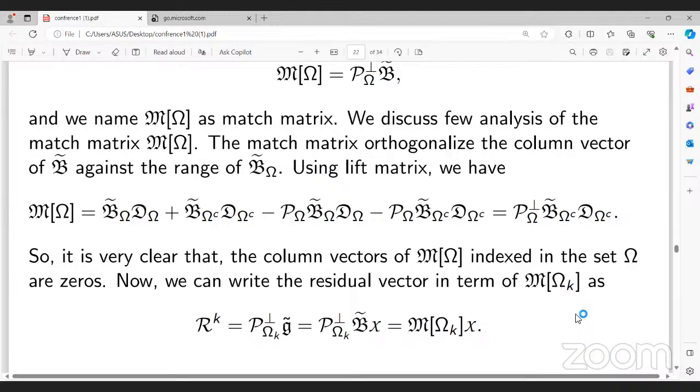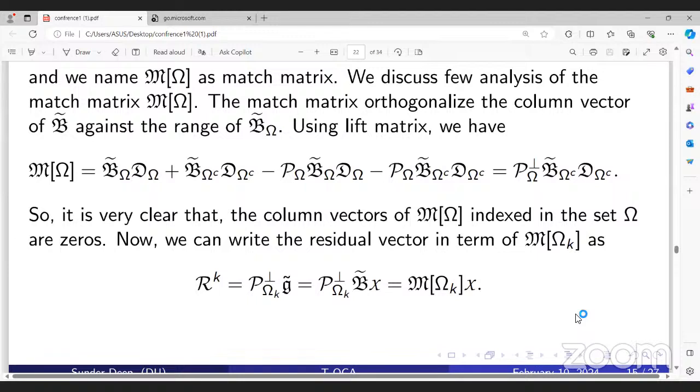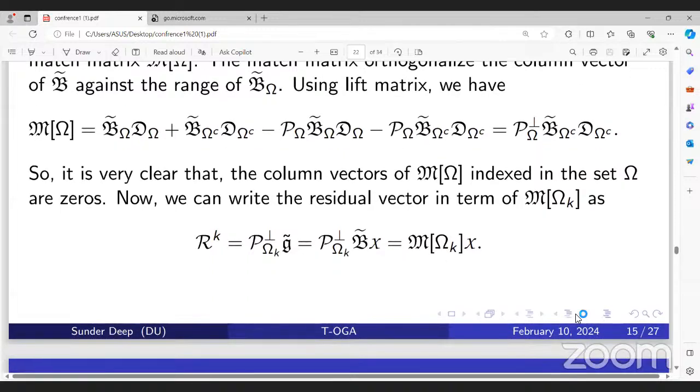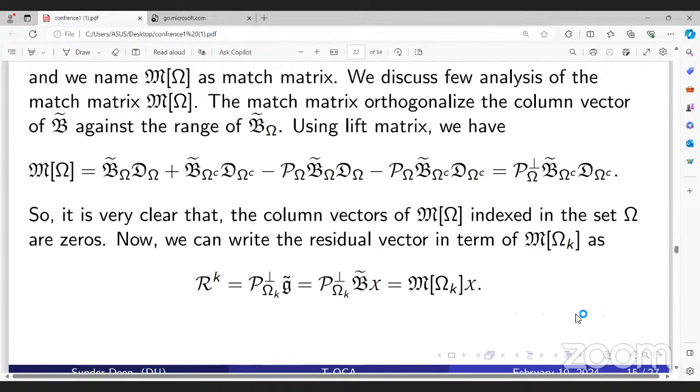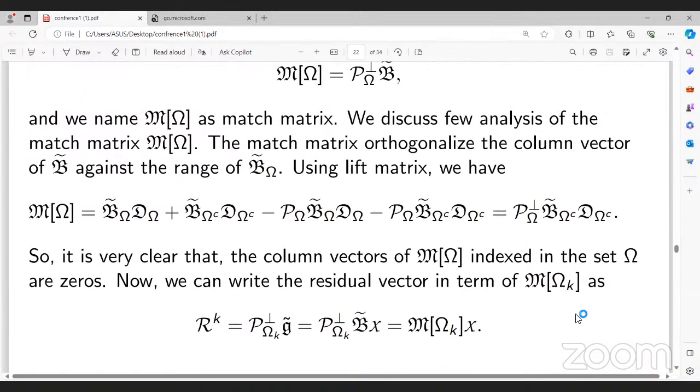So it is clear that the column vectors of M_Ω indexed in the set Ω are zero, because this is the orthogonal complement projection on that set. So now we can write the residual vector in terms of M_{Ω_k} as r_k. This is P_{Ω_k}^⊥ g tilde. This is also equal to P_{Ω_k}^⊥ B tilde x, because g is nothing but B tilde x. And P_{Ω_k}^⊥ B tilde is nothing but the match matrix M_Ω. So this is equal to M_{Ω_k} x.